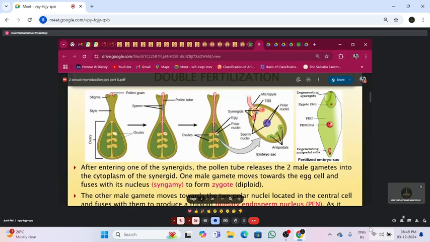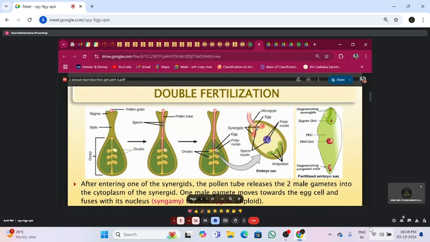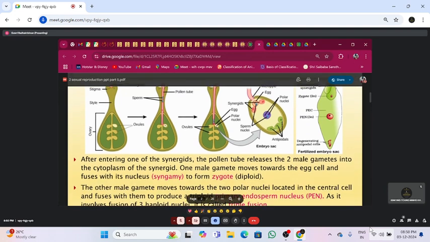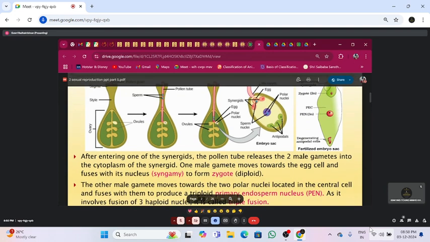So when the pollen grains germinate on the stigma by developing a pollen tube, in the process two male gametes are released. One of them fuses with the egg cell and the other one fuses with the polar nuclei. You all know this. Pollen grains are haploid cells, and the egg cell is also haploid.